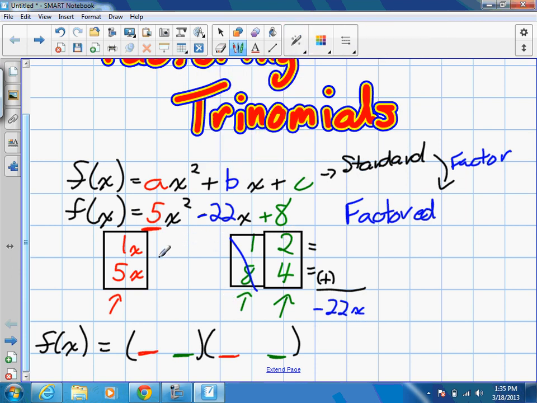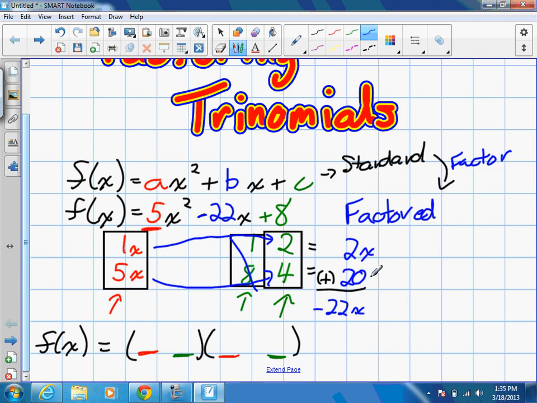So 1 times 2 and 5 times 4 gives us 2x and 20x. Will that work? Yes, it'll work only if what? They're both negative. So I'm going to draw some permanent lines in here. 1x times 2 and 5x times 4 is going to give us our 2x and 20x. Okay? And we know that if they're both negative, they'll add up to negative 22. Well, in order to make both of those negative, when we multiply, one of these terms will have to be negative. So what I'm going to do is I'm going to take the second terms, the terms that I've written in green, and I'm going to make them both negative in this case.